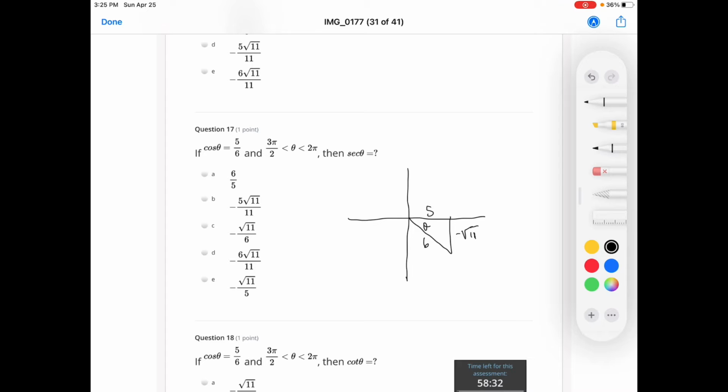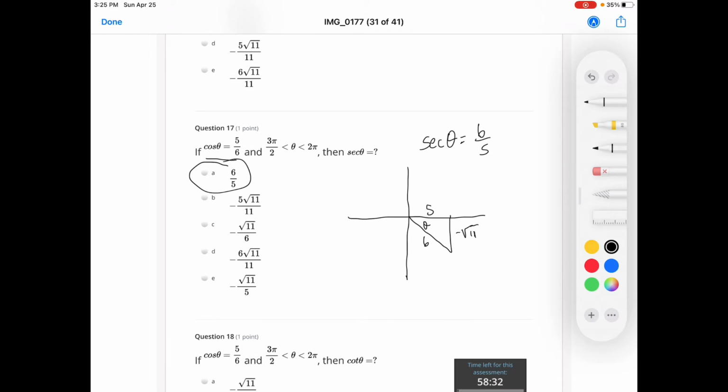Okay, number 17, it wants secant, which is cosine flipped over. So we already have cosine. It's 5 over 6, so flip that for secant. 6 over 5.